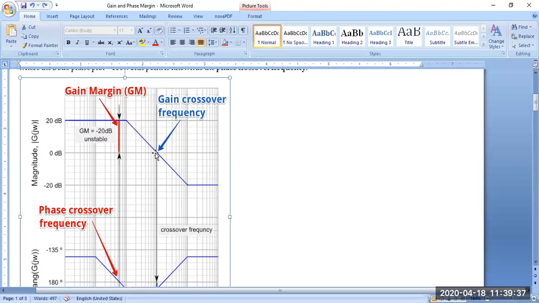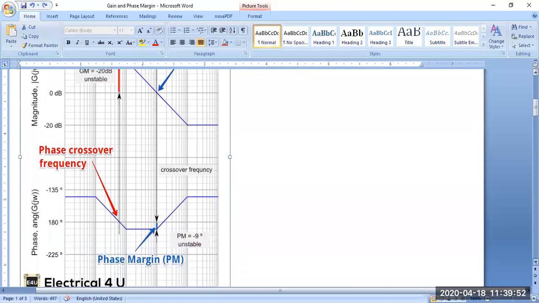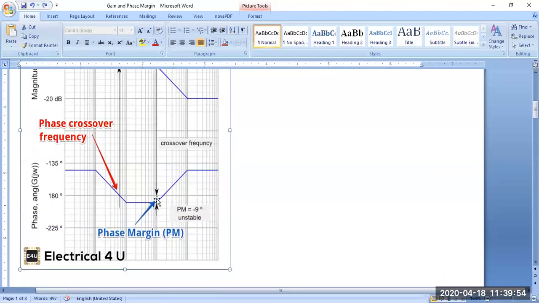Now what you have to do, you have to extend this point wherever the magnitude plot cuts 0 dB. So this point you have to extend below on the phase plot, and you have to cut the phase plot. Now you have to measure the vertical distance between the phase plot, the phase angle between 180 degree and the line where the phase plot is cut. So you have to find the vertical distance. Since this distance is below 180 degree, this will be treated as negative.